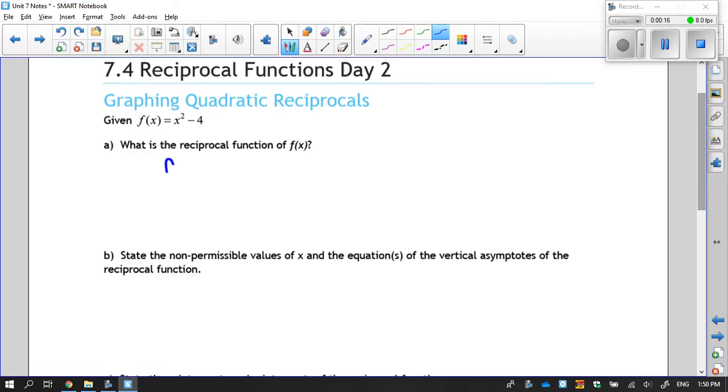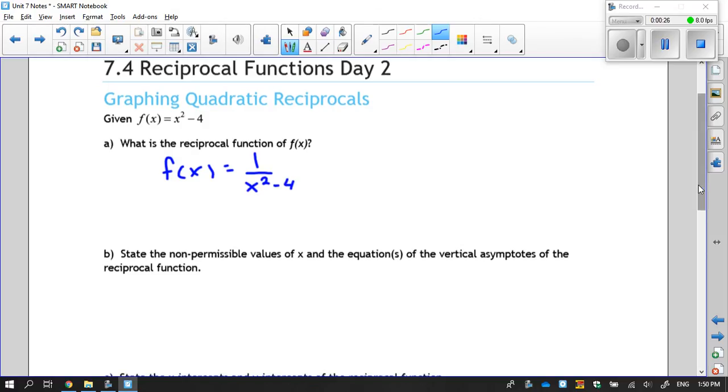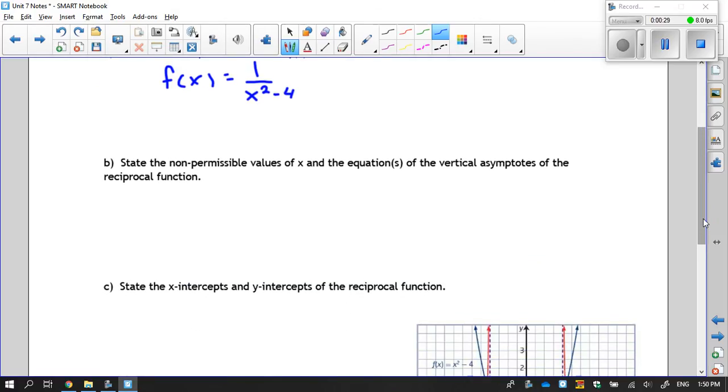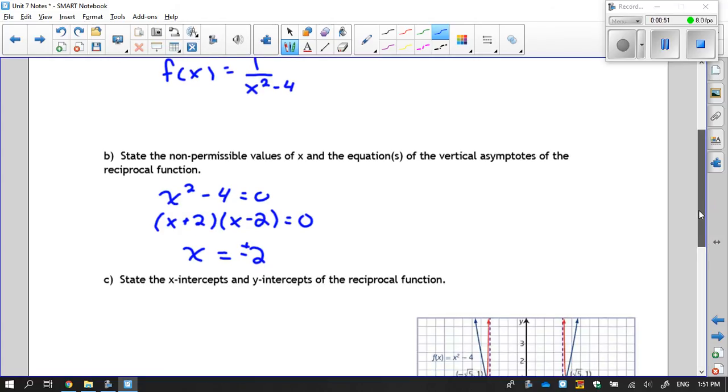That is just very simply f of x is equal to 1 over x squared minus 4. State the non-permissible values of x in the equations of the vertical asymptotes of the reciprocal function. So then x squared minus 4 is equal to 0. This is x plus 2, x minus 2. So x equals plus or minus 2.